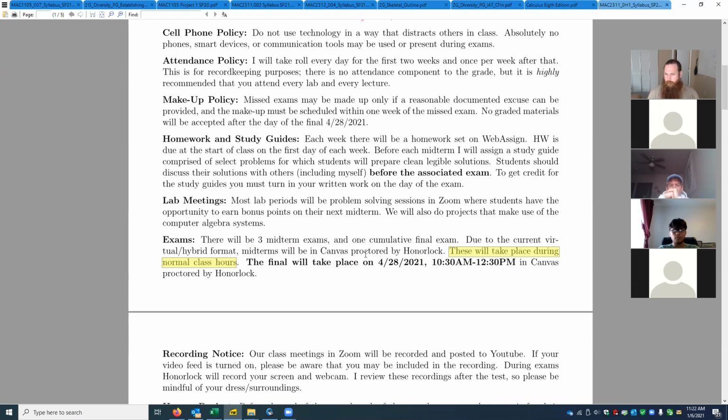I'll add like 30 minutes on either side, you know, 30 minutes before and 30 minutes after, to help you deal with any technology issues that you have. But it's just like an in-person class in the sense that you have to take the test during class. The final, again, is on April 28th, 10:30 to 12:30, and it's going to be run the exact same way as the midterms. It'll just be a little bit longer.